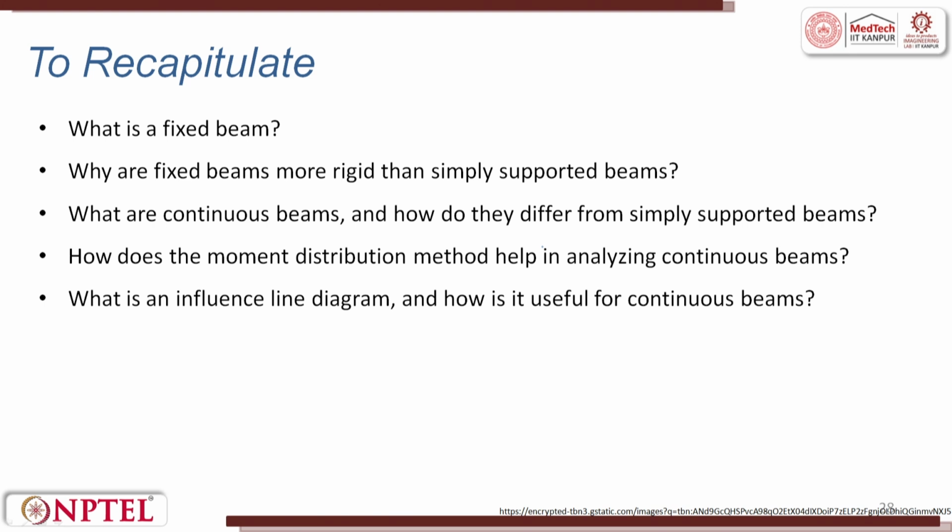To recap what we have seen in this lecture, we saw what a fixed beam is, why fixed beams are more rigid than simply supported beams, what continuous beams are and how they differ from simply supported beams, how the moment distribution method helps in analyzing continuous beams, and what the influence line diagram is and how it is useful for continuous beams.